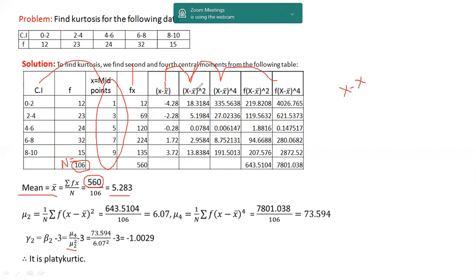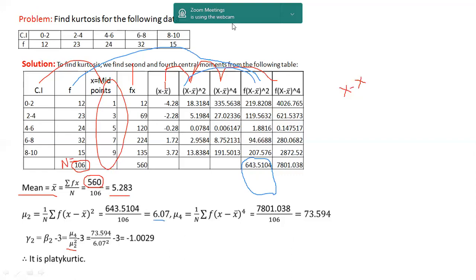So we are multiplying the square terms again with the frequency, with the blue color I am indicating. So the frequency and the product of x minus x bar whole square: the product of these two columns is this one. The respective sum divided by the total frequency, 106, will give the second moment. So here 643.5106 by 106 is the second central moment, that is mu2.